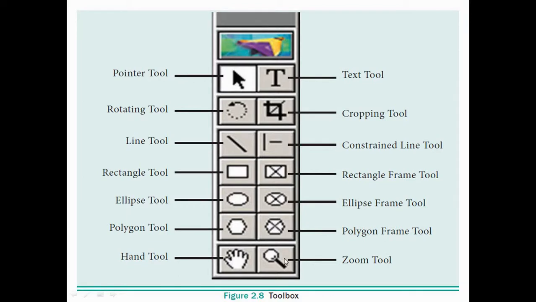This is that toolbox. This is pointer tool. This is text tool using which you are going to enter the text. This is rotating tool, and this is cropping tool. This is line tool for drawing lines. This is constraint line tool. This is rectangle frame tool. All these tools you can go through, you will be using.